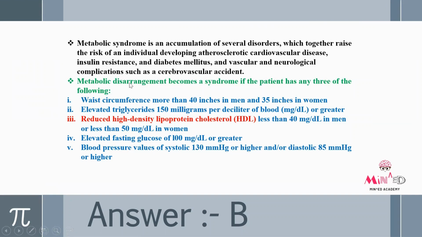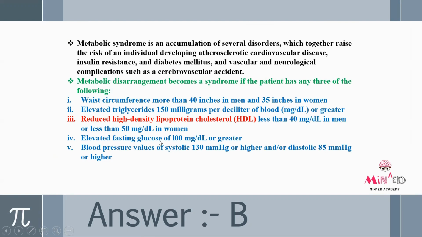So metabolic derangement becomes a syndrome if the patient has any 3 of the following. When out of these 5, any 3 are present, the derangement becomes a syndrome. So what are those 5? Waist circumference more than 40 inches in men and 35 inches in women. Elevated triglycerides, 150 milligram per deciliter of blood or greater. Then reduced high density lipoprotein cholesterol, HDL, which is less than 40 milligram per dl in men and less than 50 milligram per dl in women.